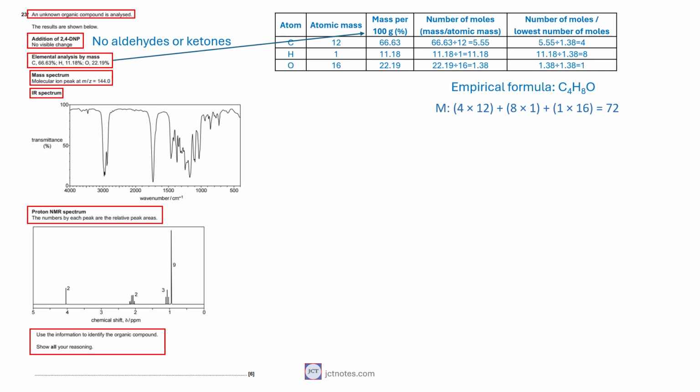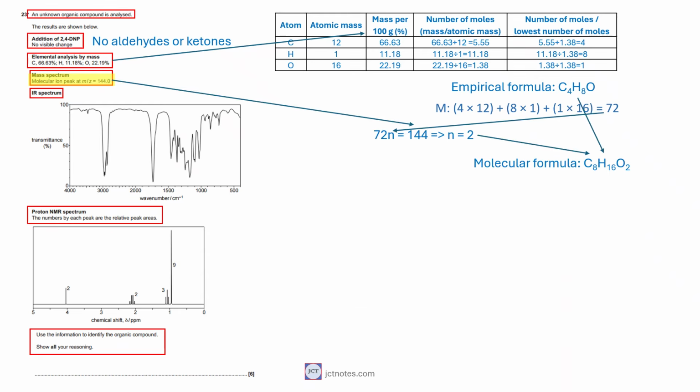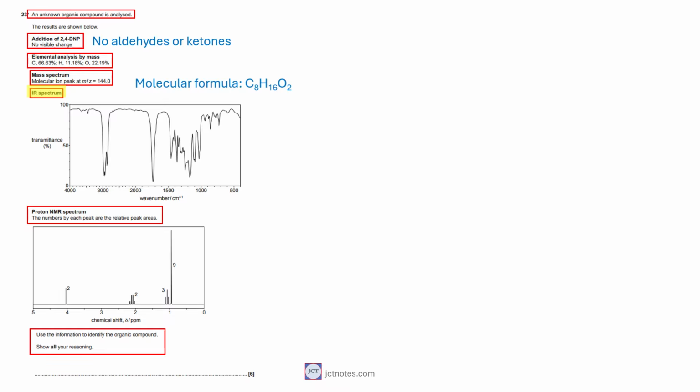As the mass spectrum shows a molecular ion peak at 144, we can see that the molecular formula is going to be twice the empirical formula. This means 8 atoms of carbon, 16 of hydrogen and 2 of oxygen. We now focus on the infrared spectrum.